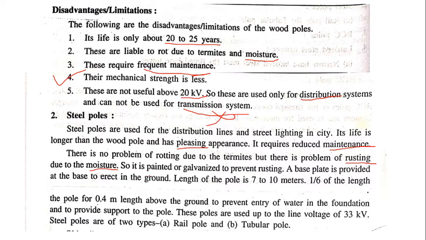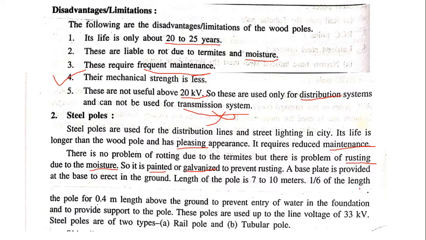So it is painted or galvanized. We need to paint our steel or galvanize it to prevent rusting. To prevent rusting we need to paint it frequently. Okay, a base plate is provided at the base to erect it in the ground, and the length of the pole is nearly 7 to 10 meters, with 1/6 of its length in the ground.